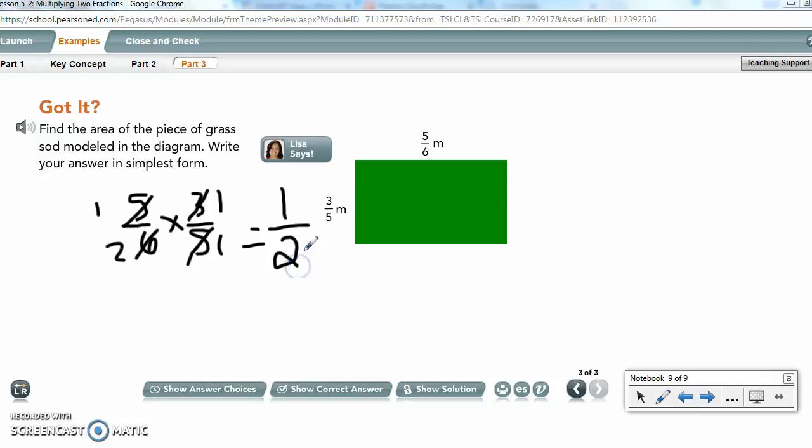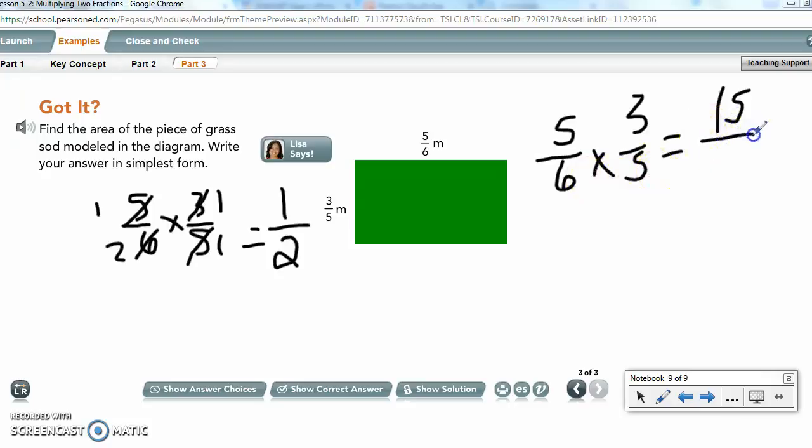I get 1/2. Well, Miss S, I don't really like this whole simplifying before multiplying thing. Here's the other way you could do it, guys. If I have 5/6 times 3/5, I know 5 times 3 is 15, right? 6 times 5 is 30.